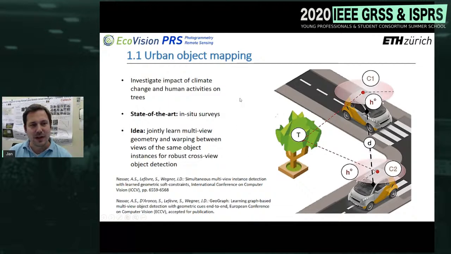So our first project, which has been ongoing for quite a while with colleagues from UBS One in France and Caltech colleagues in Pasadena, is this urban object mapping project, where our primary goal was and is today to investigate the impact of climate change and human activities on the trees in cities. And when I started this project, we asked, okay, how are people doing this today? And it turned out that mostly there are arborists, so experts in trees, going out into the streets, basically measuring the GPS position of each tree and then assessing more properties like the stress level of the tree, defoliation, the tree species, and so on.